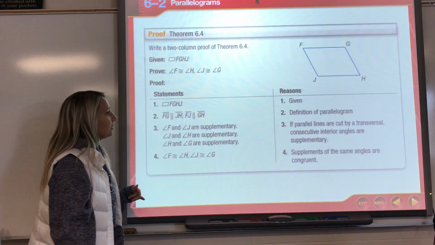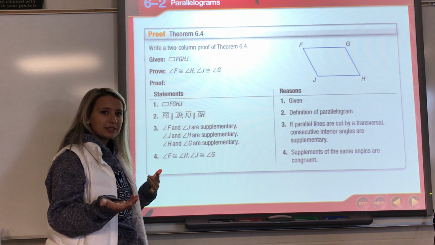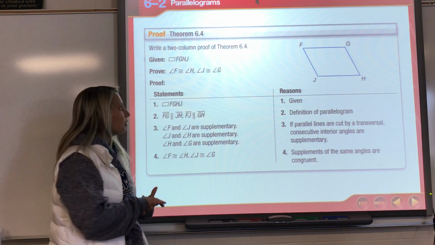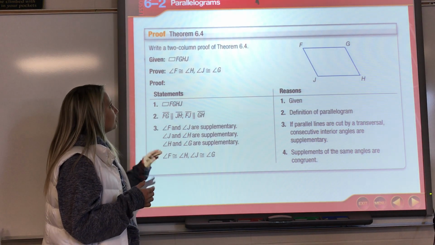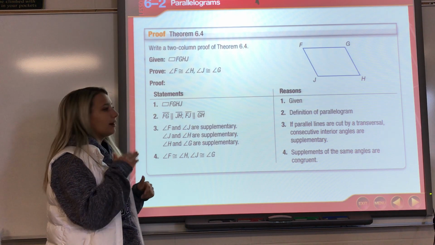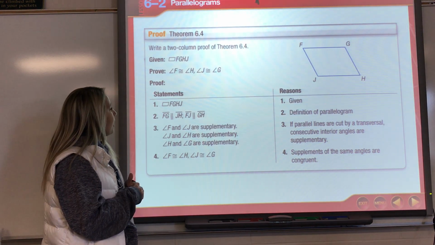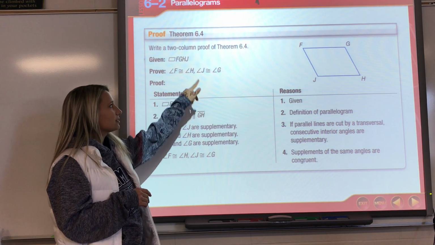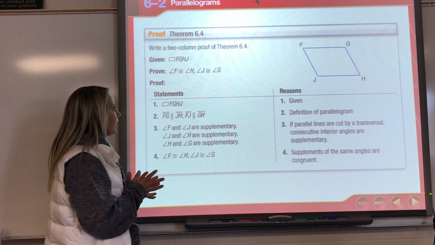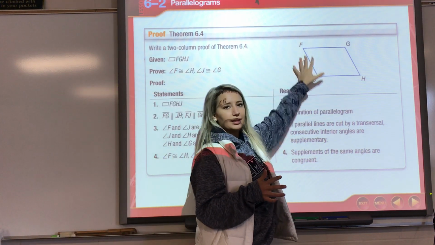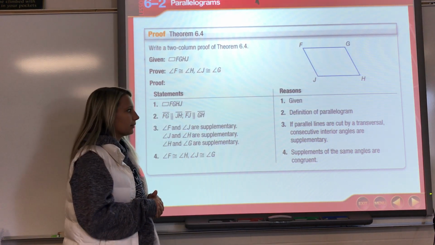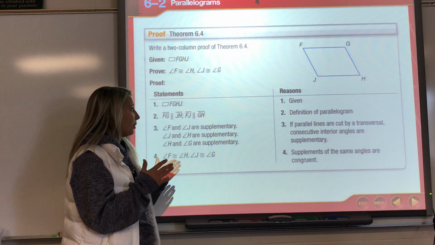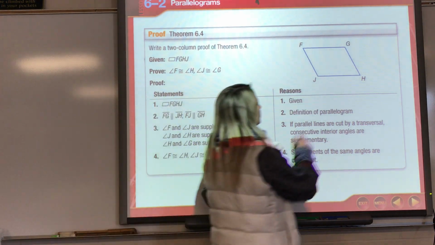Okay. So here's a proof for 6.4. I'm not going to spend a lot of time on it, but we'll talk about it a little bit. So we're given parallelogram FGHJ, and we have to prove that angle F is congruent to angle H and angle J is congruent to angle G. Okay, so we're given that this is a parallelogram. Now by the definition of a parallelogram, those opposite sides will be parallel. So we can mark those in.